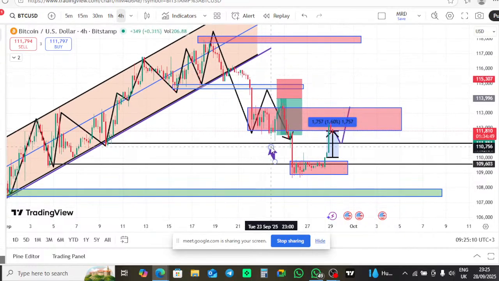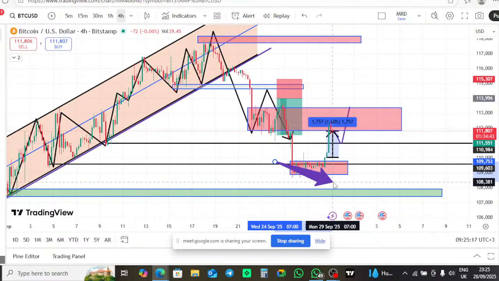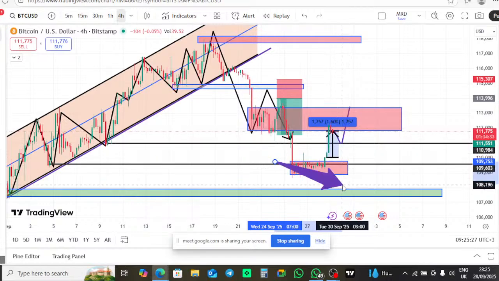So this is what we expect. We expect the market either to come here at 110,000. Yes, 110,000. That is the support we have. Then another support is at 109,000.